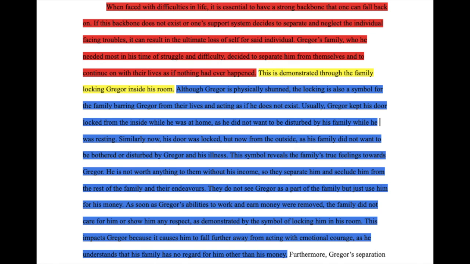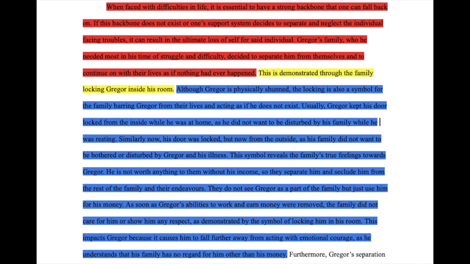When faced with difficulties in life, it is essential to have a strong backbone that one can fall back on. If this backbone does not exist, or one's support system decides to separate from and neglect the individual facing troubles, it can result in the ultimate loss of self for said individual. Gregor's family, who he needed most in his time of struggle and difficulty, decide to separate him from themselves and to continue on with their lives as if nothing had ever happened. So that's the hook and the topic sentence.